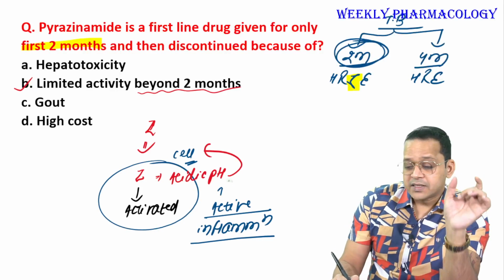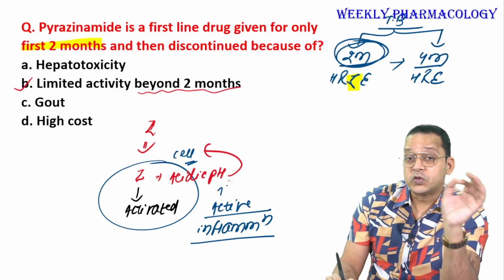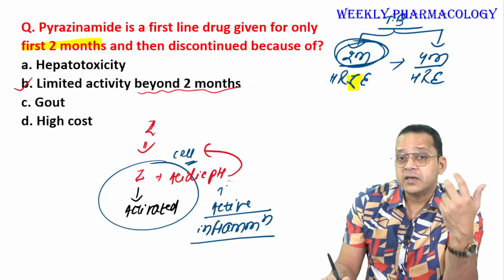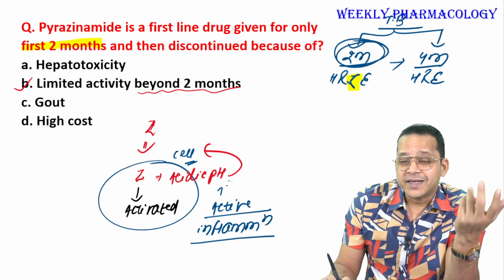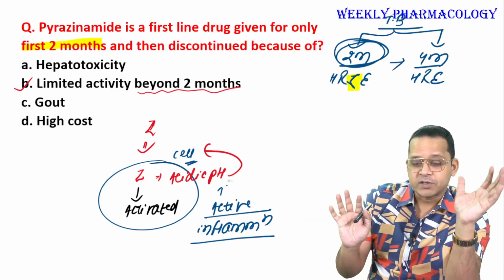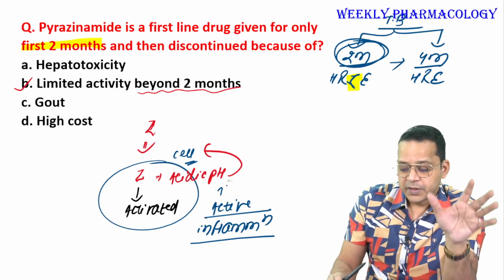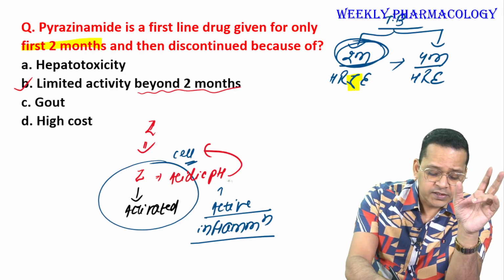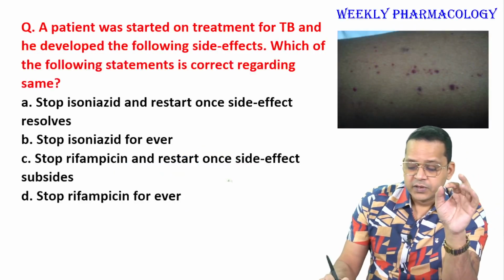So if I give pyrazinamide beyond these 2 months, because the active inflammation has subsided, giving pyrazinamide would not give me much benefit, rather would give me unnecessary side effects like hepatotoxicity, gout, etc. Right? So the answer is option B, guys. As I said, it's not a difficult question, it's an easy one. Now moving on to the next question.